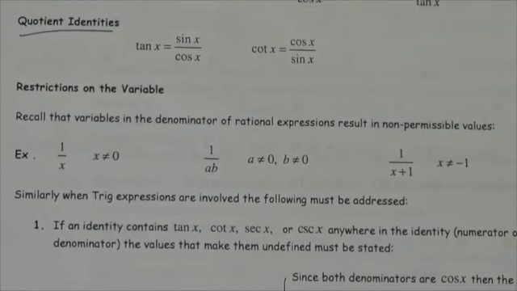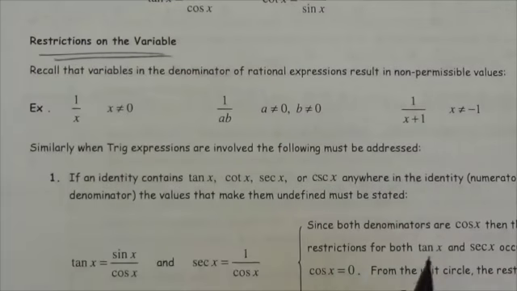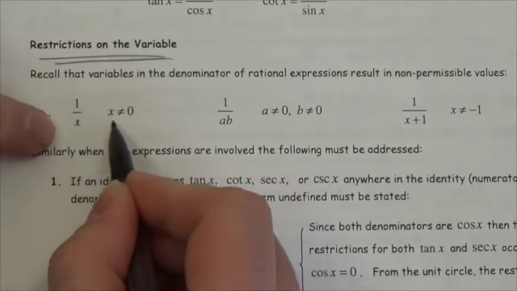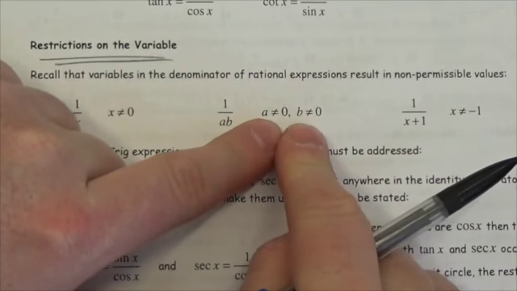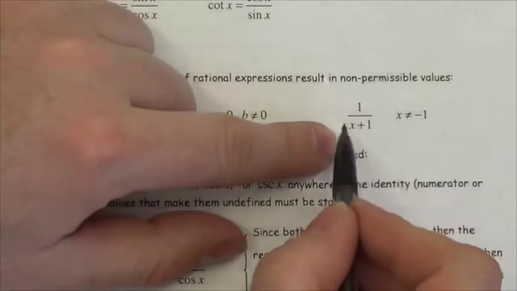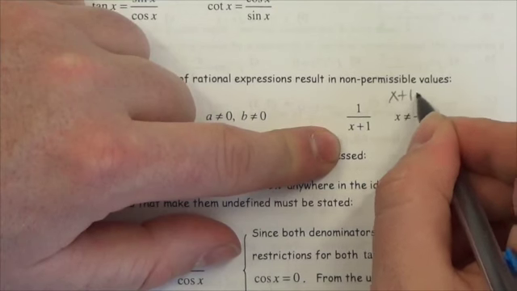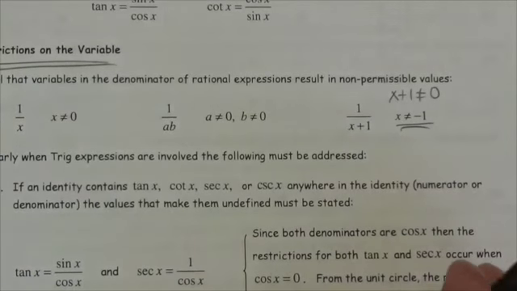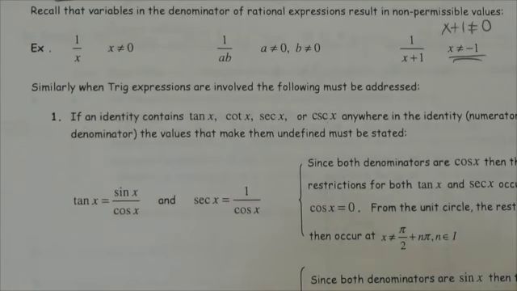We're going to move on a little bit more here, because when we start talking about identities, one of the first things we're going to have to refer to here are restrictions on the variables. Now remember that when we talk about restrictions on the variables, we're stating that the denominator can't equal 0. So if I've got a times b in the denominator, then neither a nor b can be 0. If I've got a polynomial expression in the denominator, like 1 over x plus 1, well then x plus 1 can't be 0, and if I bring the 1 over, that means specifically x can't be negative 1. Now, when we're dealing with trig, there's no difference there. We are not allowed to have the denominator go to 0.